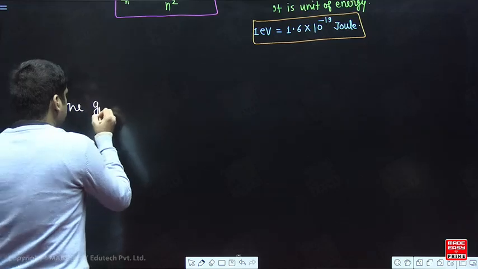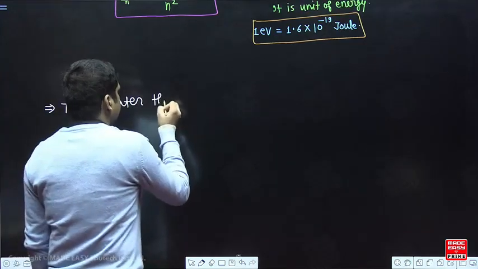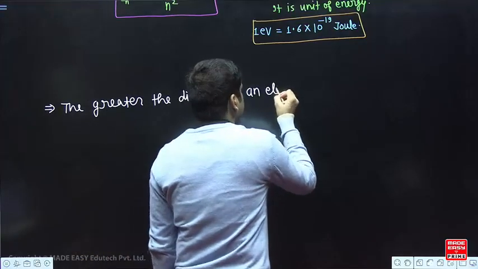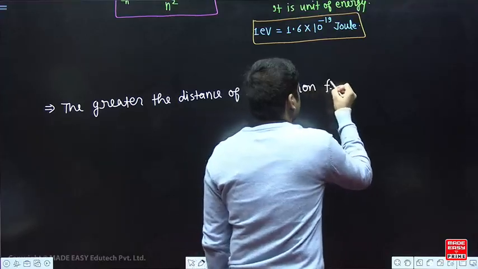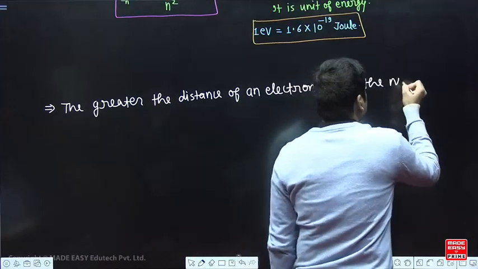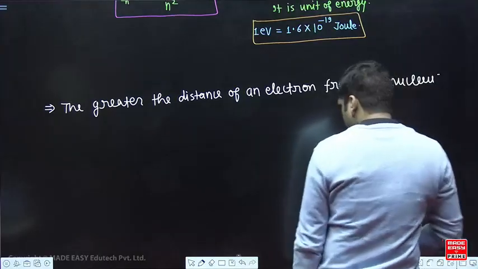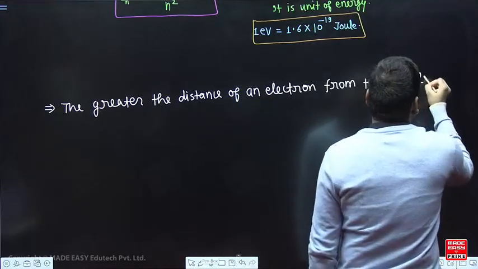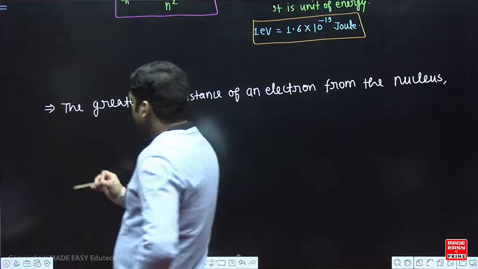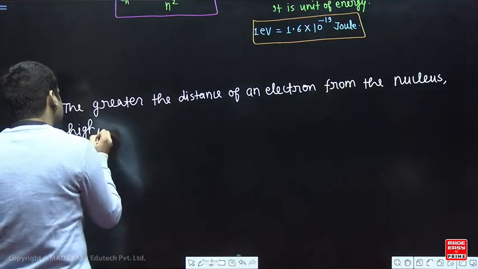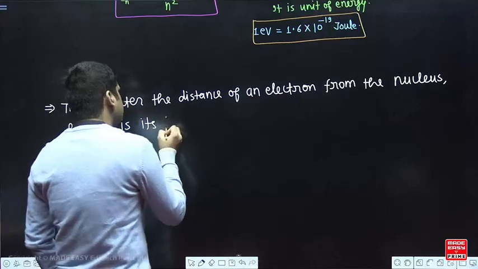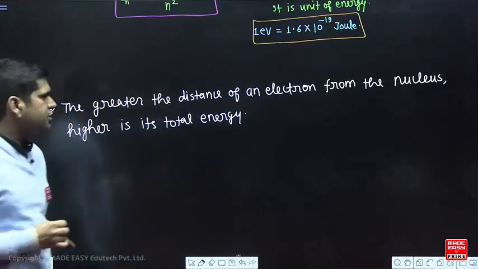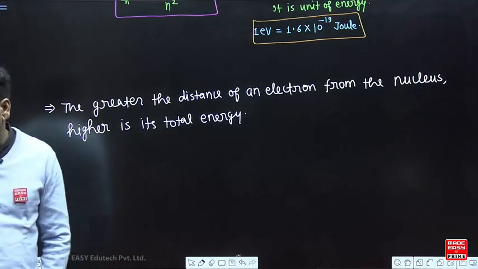The greater the distance of an electron from the nucleus, higher is its total energy.